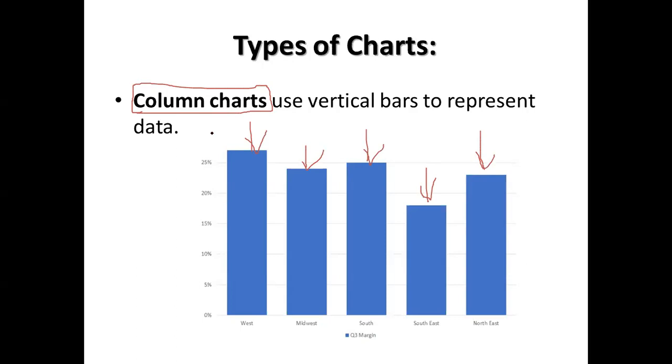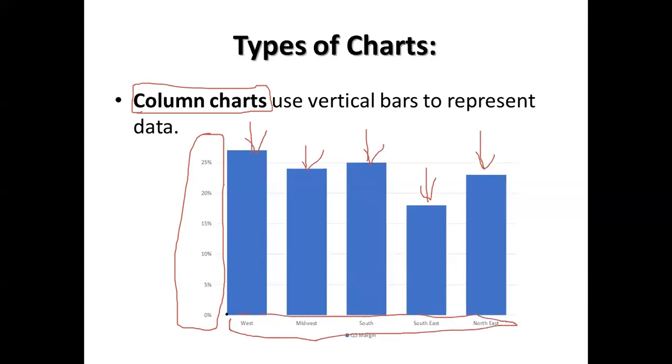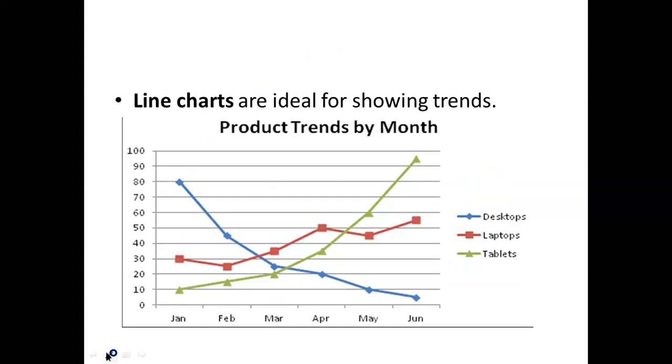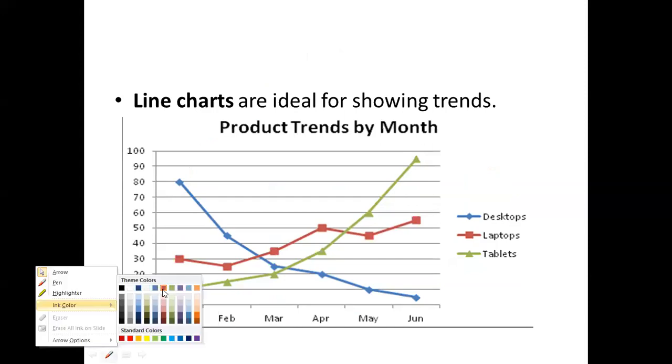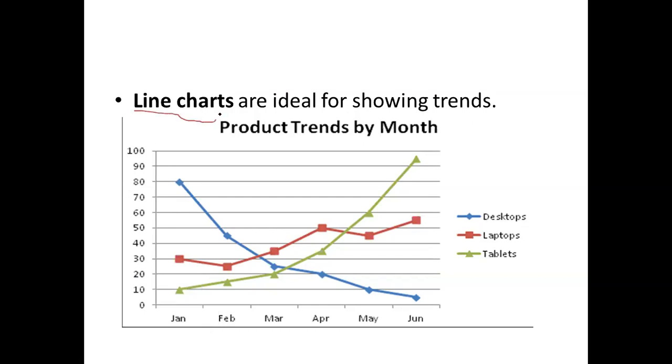It depends on how you want to customize your graph. You can put your figures on the y-axis. You can also put the particular names that you are trying to refer to on the axis. So it depends on how you want your graph to be generated. This is the first type we're going to look at, a column chart, which uses vertical bars to represent data. The next type of chart that we're going to look at is the line chart. Are we together? Yes, please. We are together.